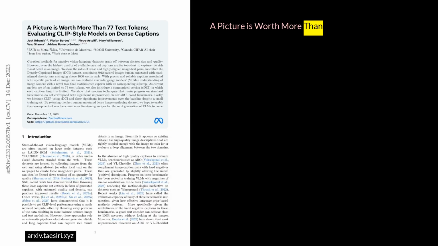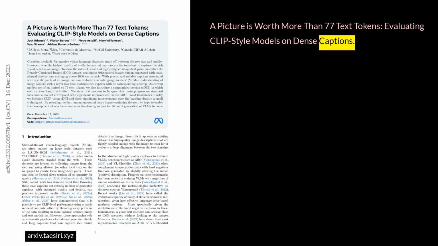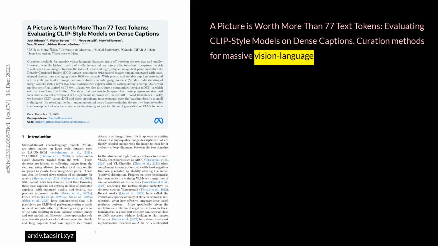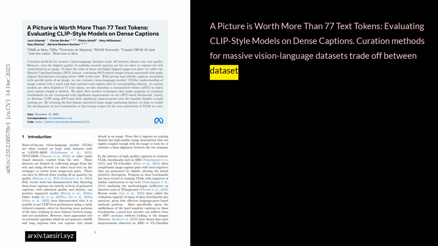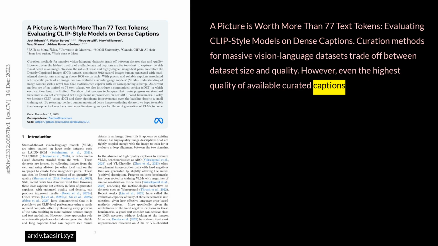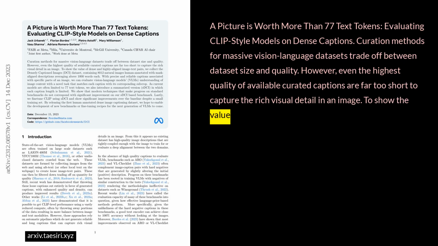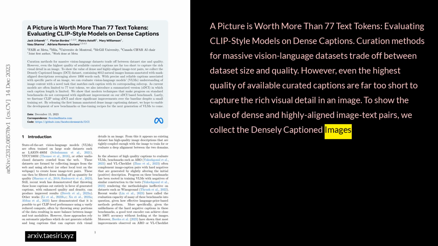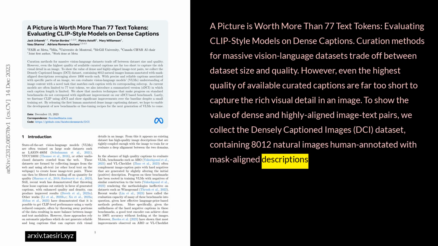A picture is worth more than 77 text tokens, evaluating clip-style models on dense captions. Curation methods for massive vision language datasets trade off between dataset size and quality. However, even the highest quality of available curated captions are far too short to capture the rich visual detail in an image. To show the value of dense and highly aligned image-text pairs, we collect the Densely Captioned Images (DCI) dataset, containing 8,012 natural images, human annotated with mask-aligned descriptions, averaging above 1,000 words each.